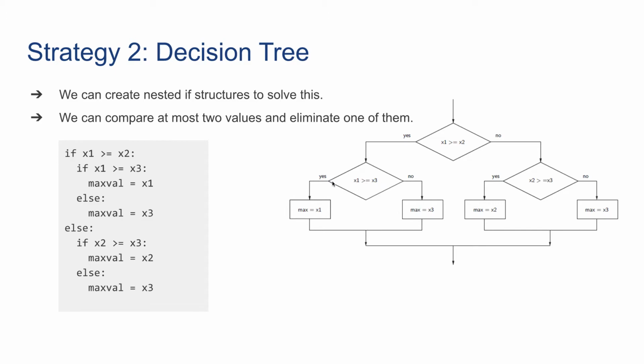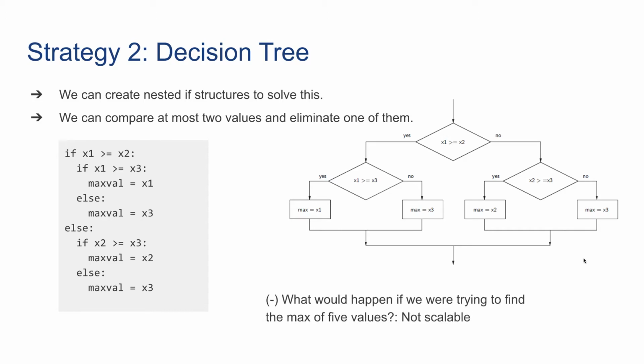If x1 is greater than x3, we assign max to x1. Otherwise, we assign max to x3. And then likewise, we did the same strategy here. So this was a good solution as well. But what would happen if we're trying to find the max value of 5 values? Again, this is not a scalable solution.